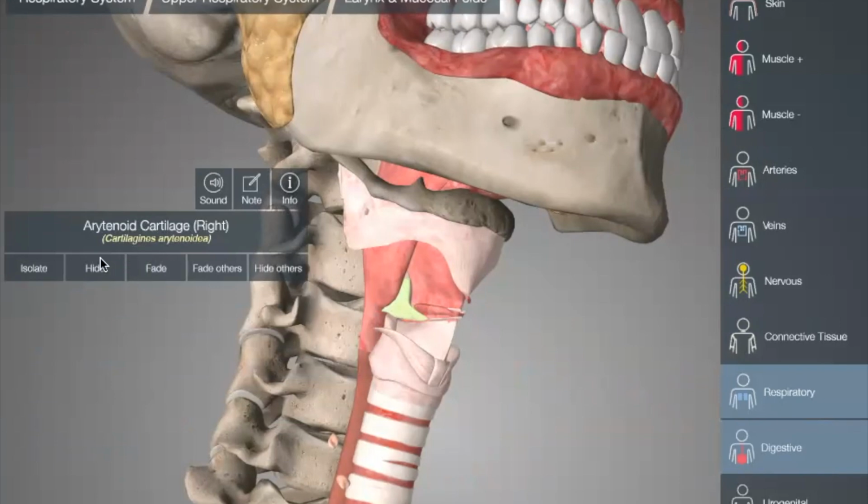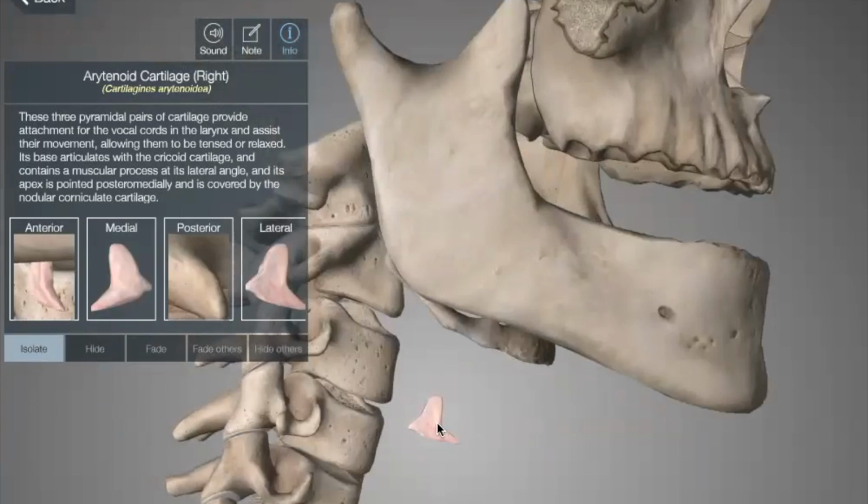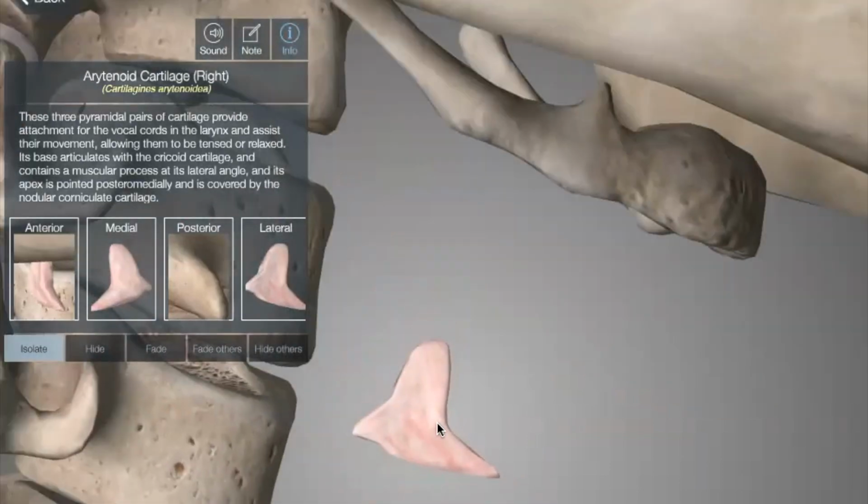The arytenoid cartilage is made up of four parts. First, you have the apex, muscular process, vocal process, and base. What does the apex articulate with? The corniculate cartilage, which is here.